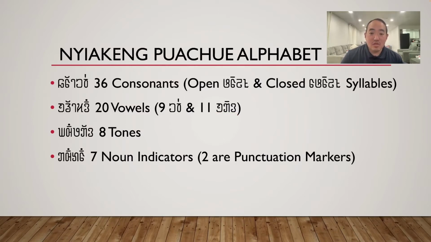Now for the tones, the Hmong language is primarily a tonal language. So in total, there are 8 tones. In Hmong, it's called Sha Tu. And then with the Nyiakeng Puachue alphabet script, there are noun indicators. A total of 7 symbols for noun indicators. Noun indicators are called Ha Ji, 2 of which are punctuation markers.